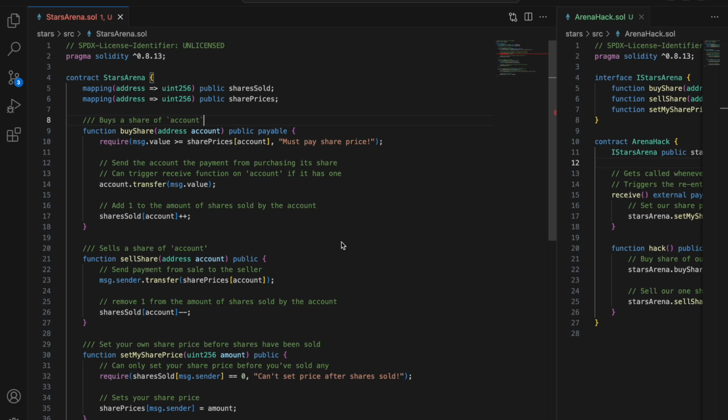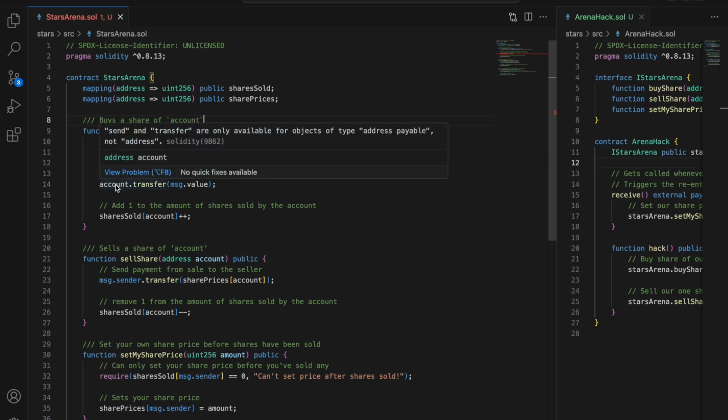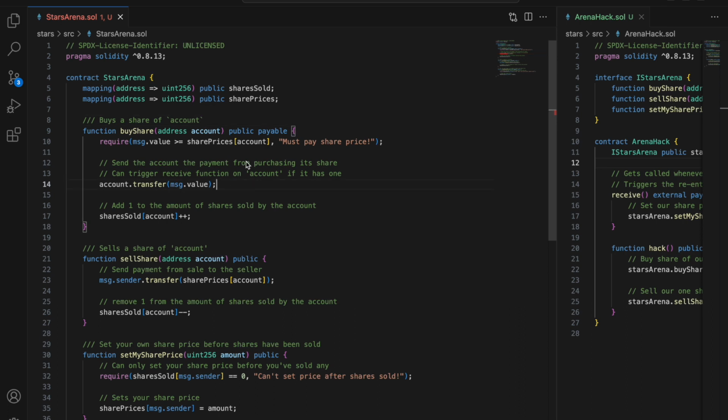And so if we just start looking at this buy share function, the way it works, it checks to see if they have the share, if they sent enough money for the share price, and then we transfer the money to the account that they bought the share of, and then we increase the shares sold of that account by 1. So it seems pretty basic, but this isn't checking, so we can buy a share of ourselves, which will then send us money, which can then trigger our own code.